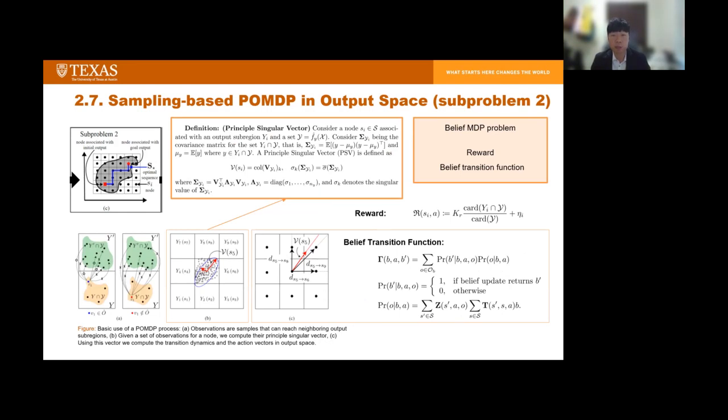Secondly, we formulate a belief MDP problem using the previously obtained output samples and conditional probability. The reward function is formulated using the ratio of the cardinality of each subset. And the key is how to formulate the belief transition function here. We compute the covariance matrix of output samples in each output subregion. Then its principal singular vector reflects the transition tendency as shown in figure B. The transition dynamics is computed using the principal singular vector and action vector as shown in figure C. The belief transition function can be formulated using the transition function and conditional probability Z. By solving this belief MDP problem, we can get the optimal sequence of the output subregions toward the final goal.